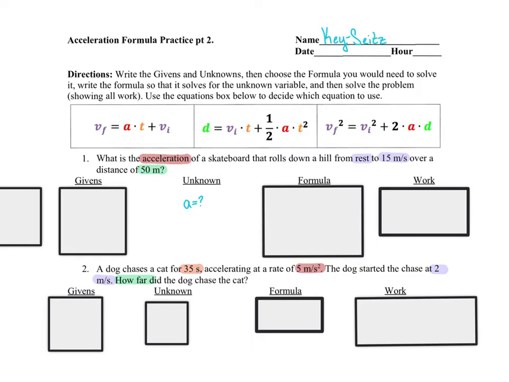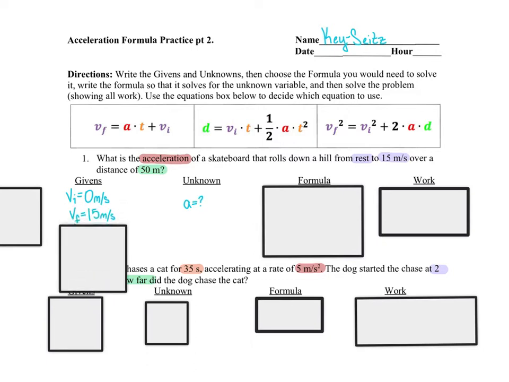And then it says that the skateboard is rolling down a hill from rest. So that word "from" reminds us that that's going to be initial velocity. And since it says rest, that means 0 meters per second. So our initial velocity is 0 meters per second. And then it says "to." Well, "to" tells us that we're looking for final velocity. So 15 meters per second is our final velocity. And then it outright tells us that we're looking at a distance of 50 meters. So we have d, distance, equals 50 meters.